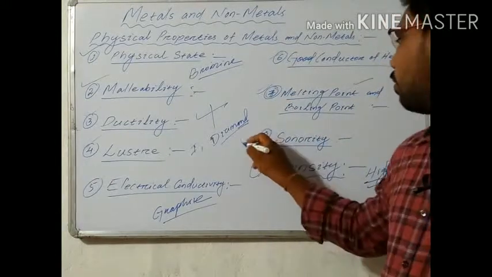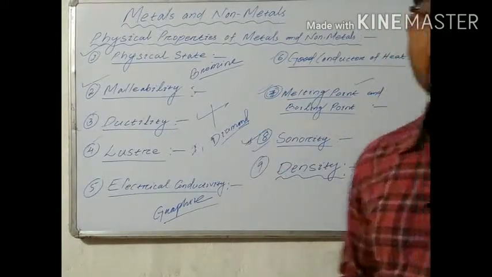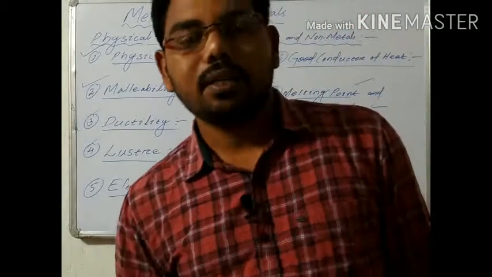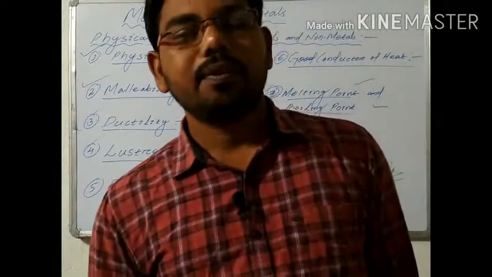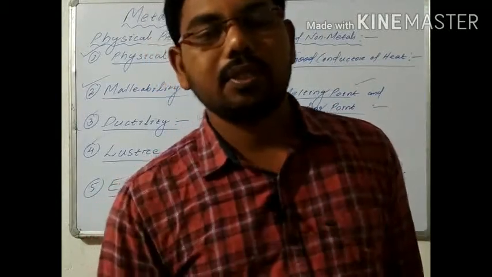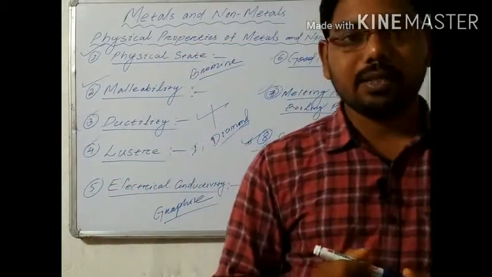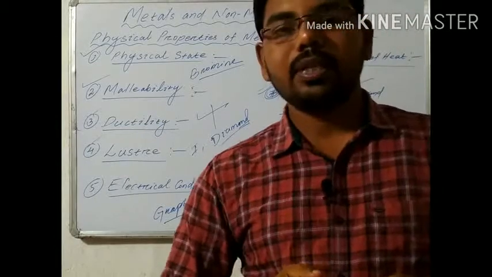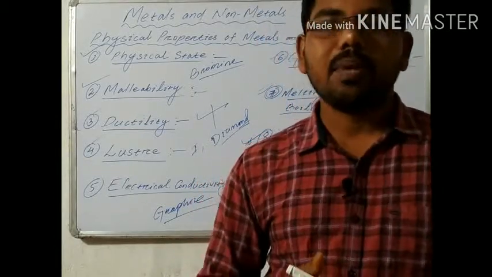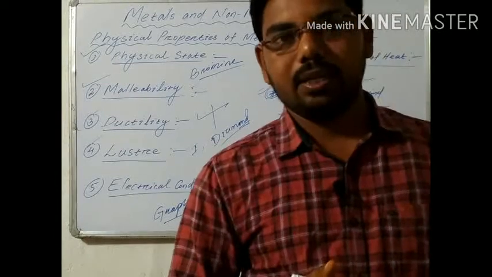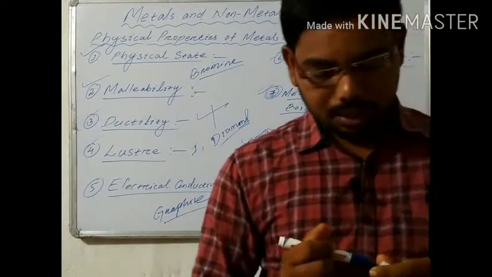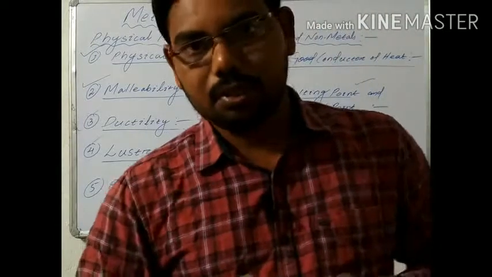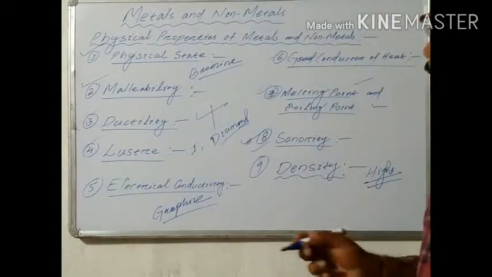Next is sonority, or sonorous. Metals produce sound, but non-metals do not produce sound. That's why they do not have sonority. If we hammer plastic or a wooden table, they do not produce sound, and plastic is not used as a school bell. That's why non-metals are not sonorous. They do not have the property of sonority.